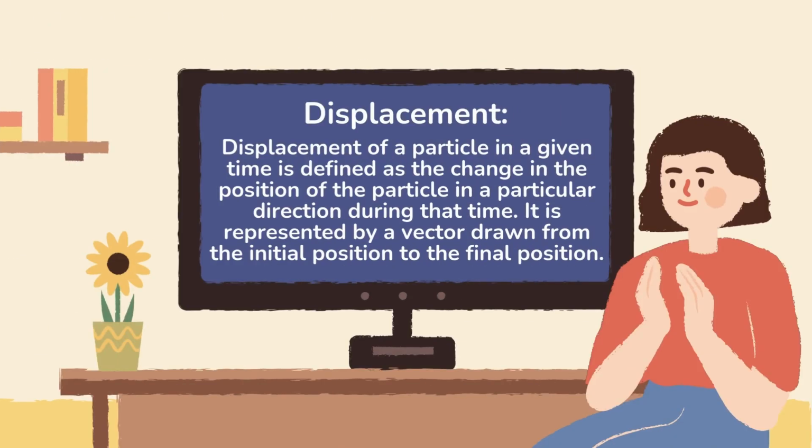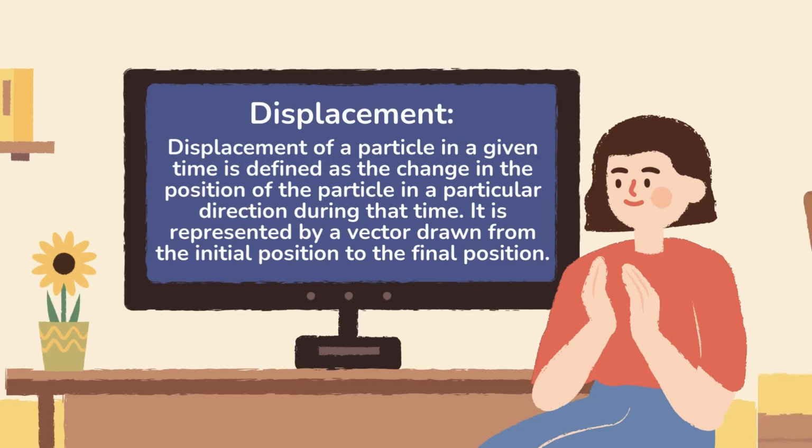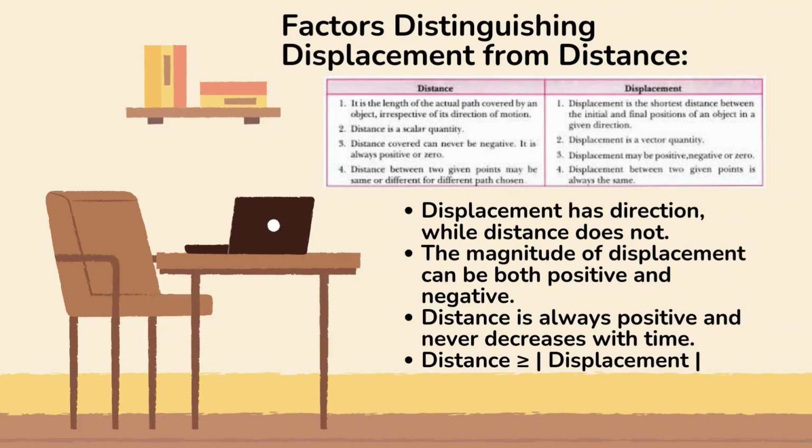Displacement. Displacement of a particle in a given time is defined as the change in the position of the particle in a particular direction during that time. It is represented by a vector drawn from the initial position to the final position. Next is factors distinguishing displacement from distance. Displacement has direction, while distance does not. The magnitude of displacement can be both positive and negative. Distance is always positive and never decreases with time.